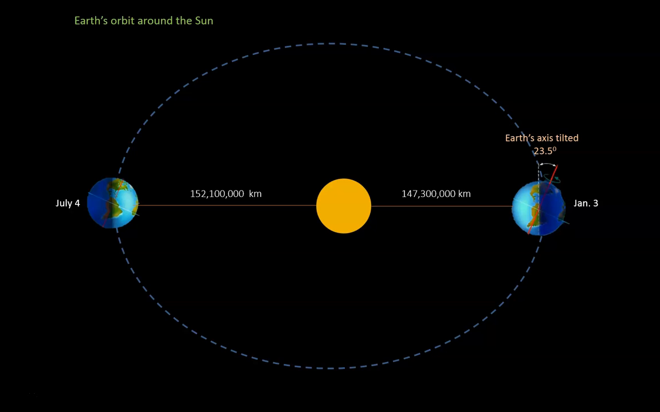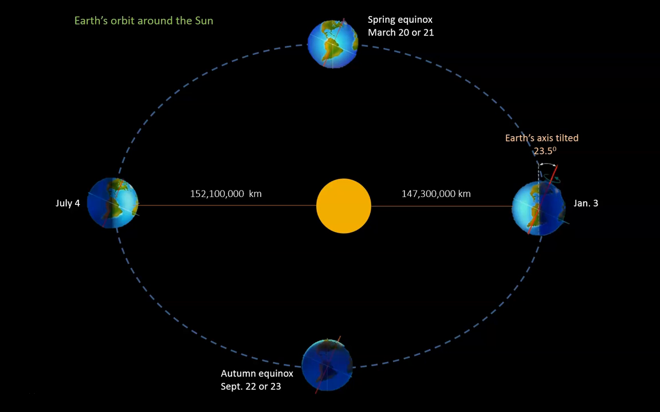Returning to this picture, let's consider spring and fall or autumn. Here's the Earth's tilt. Notice how it remains the same in every position. Now in spring and autumn, notice how the tilt is not pointing towards or away from the Sun. This makes the days and nights more equal in the spring and the autumn.